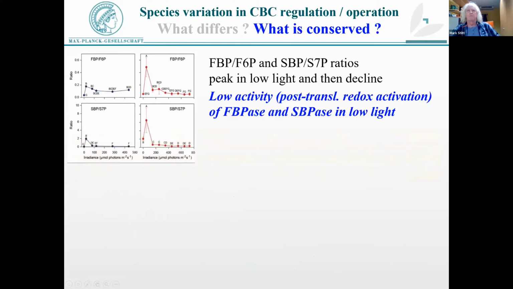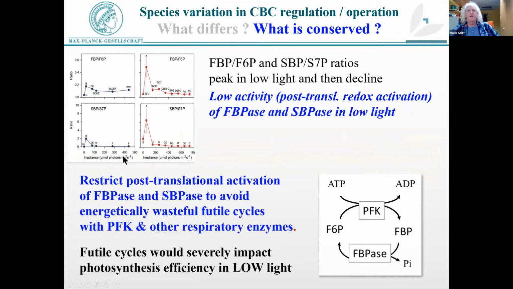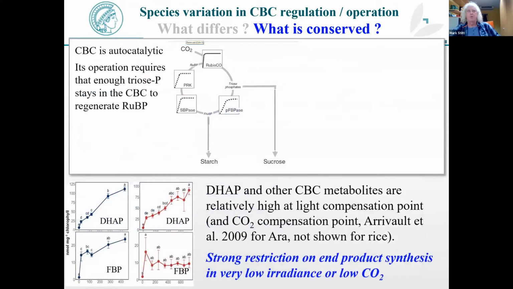So what's going on? Well, why keep fructose bisphosphatase and SBPase at relatively low activity in low light? We think the answer is they catalyze futile cycles. If they were active in low light, you would just get a cycle for the FBPase between PFK and FBPase. This would burn off ATP, and this would severely impact photosynthesis efficiency in low light. So they keep these two enzymes of the Calvin Benson cycle partly inactive to prevent energy wastage.